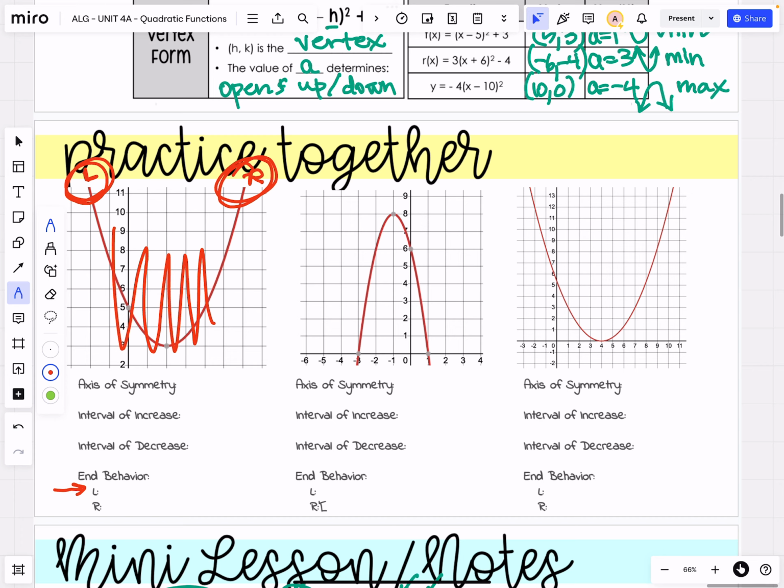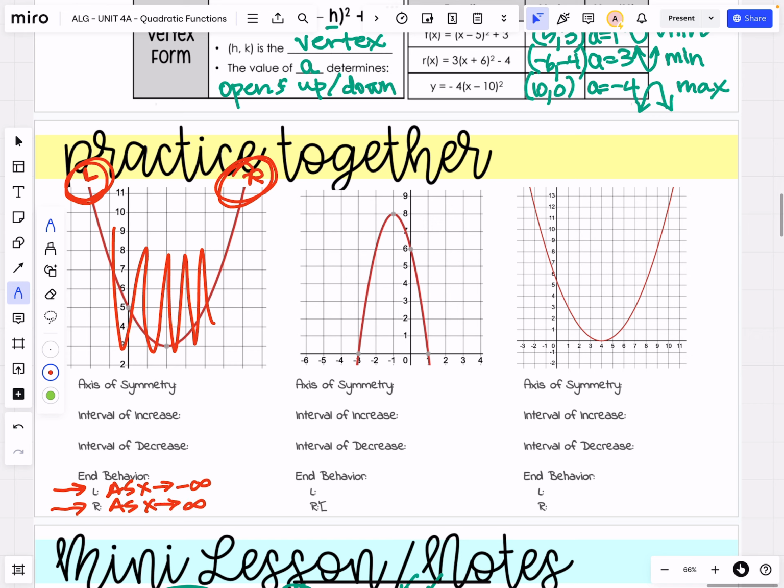If I'm looking at the left side of the graph, the left side is going to have to do with x values. We're talking about where x values are very small. So the left side of the graph is as x approaches negative infinity. This is going to be no matter what graph you're looking at, no matter what. The left side of the graph is as x approaches negative infinity. Now the right side is going to be as x approaches positive infinity.